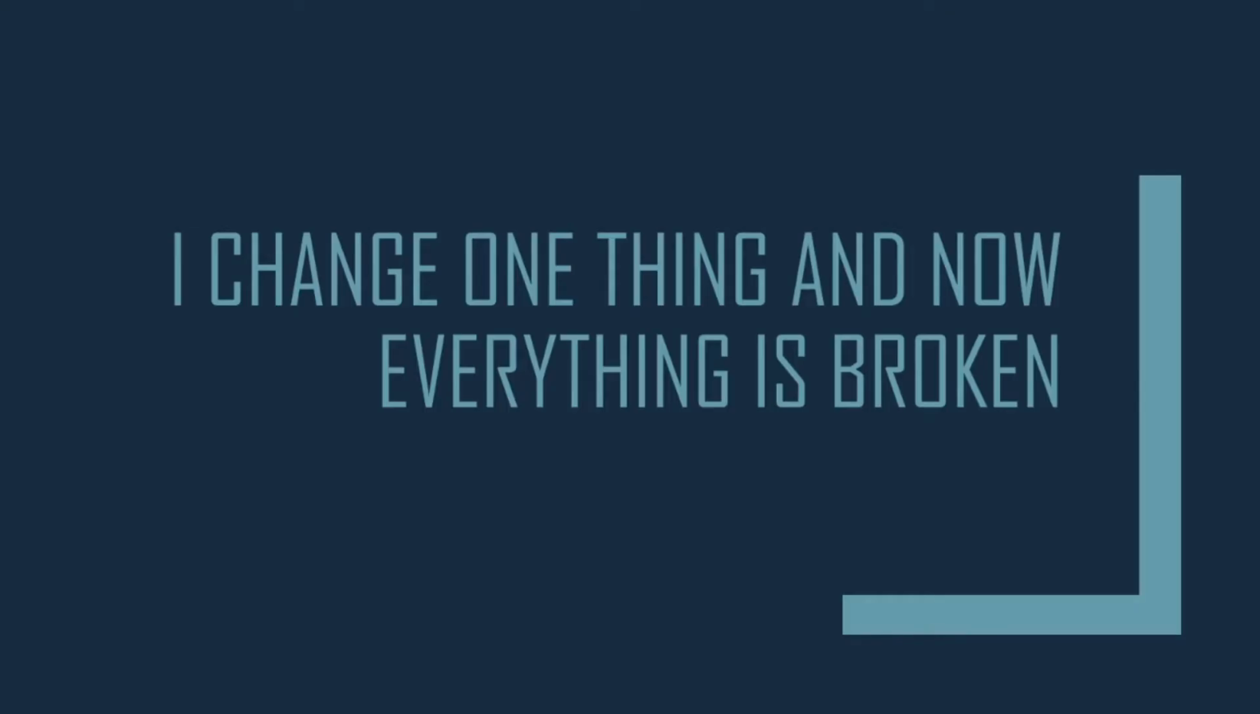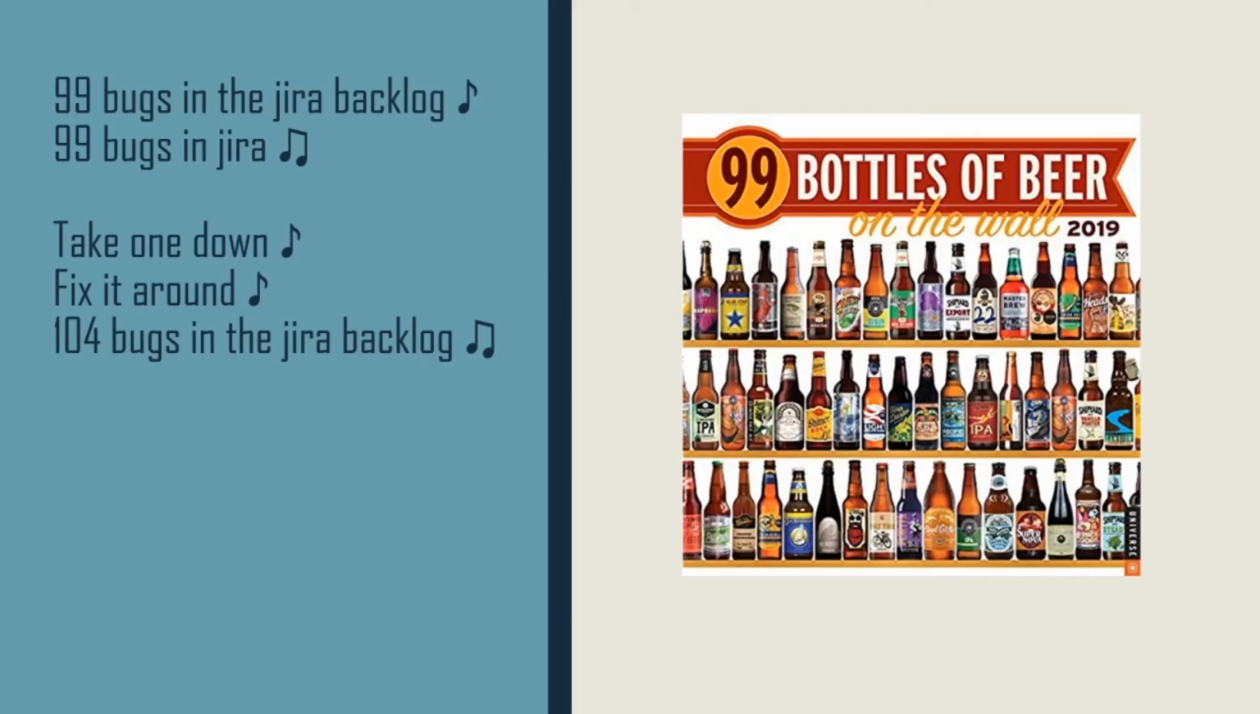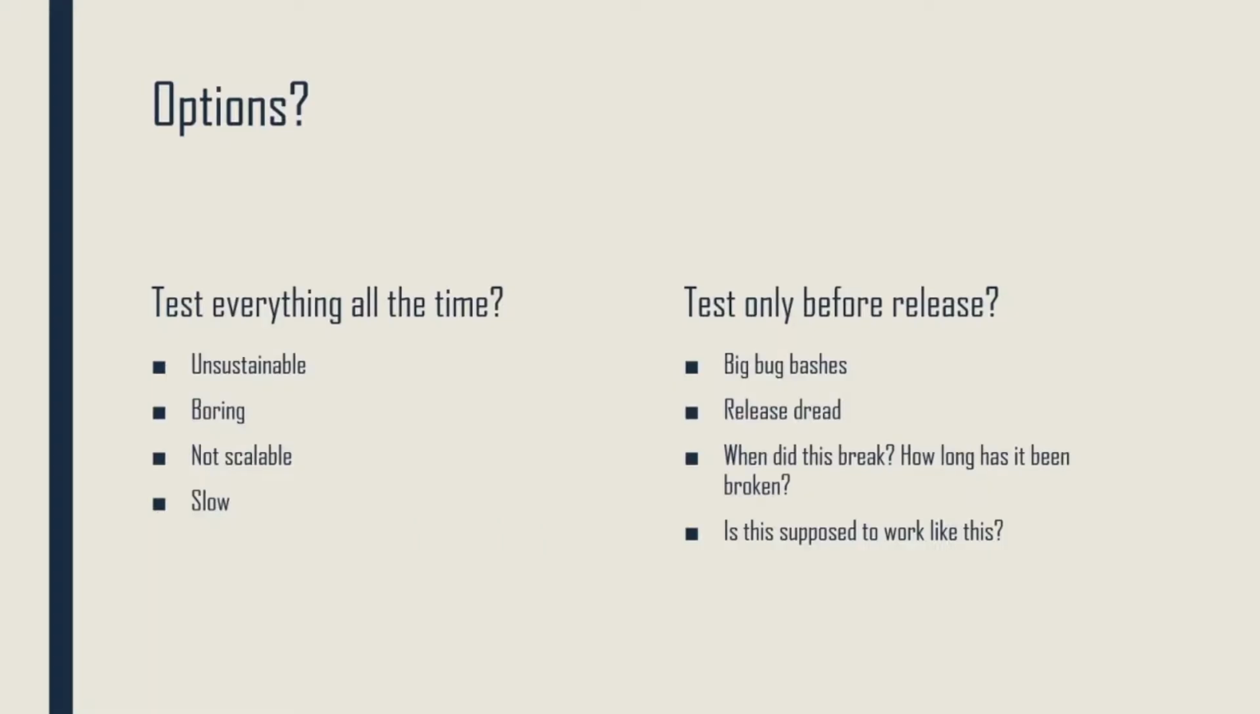So, with all that being said, you change one thing, and now everything is broken. And how many times have you run into that problem where you fix it and other things are broken? It's super annoying. It wastes a lot of time. It stalls development, and it really gives you dread when a release is coming. So, what are our options to stop that from happening, right?